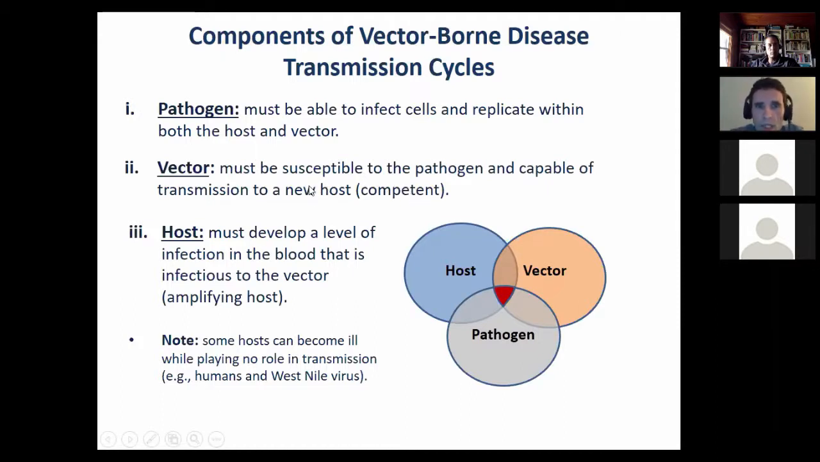You'll see some mosquitoes will take a blood meal, the virus never gets into the midgut cells, and it just digests the blood, and the virus just passes right on through and just never infects the mosquito. So not all mosquitoes are capable of transmitting things. And then the host must develop a level of infection in the blood that is also infectious to the vector.